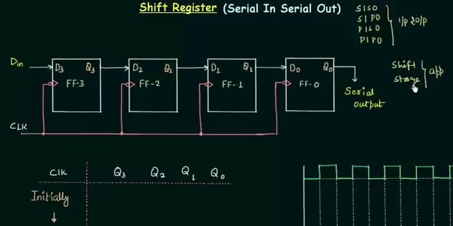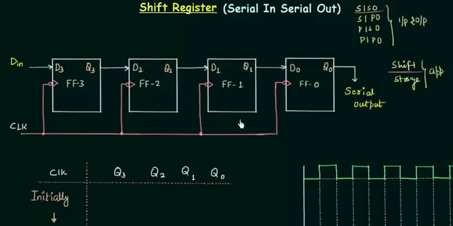Now we will study shift register. The application is shifting, and the input and output format is serial input, serial output. So we are going to study shift registers with serial input and serial output. This is again divided into two types. The first one is shift right mode.